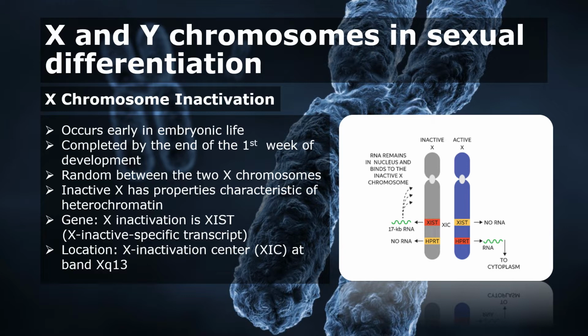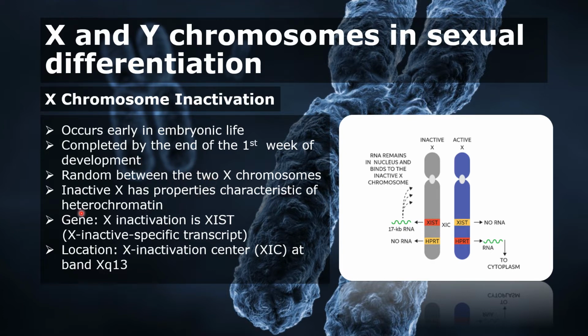Okay, so in females, only one X chromosome is active because of X inactivation that occurs early in embryonic life, like 3 days after fertilization, and is completed by the end of the first week of development. So the inactivation is random, meaning either the maternal or paternal X can be inactivated.